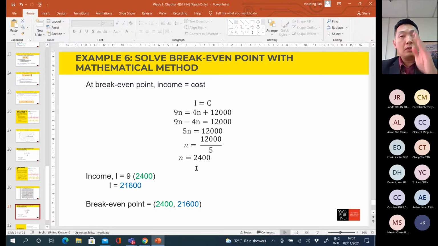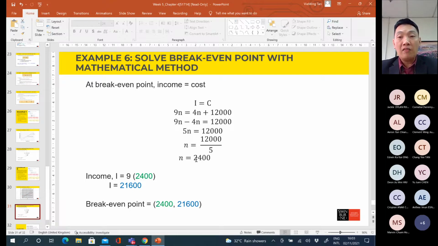Okay, so that means in order to get break-even, there is no profit and no loss. The company must produce at least 2,400 purses, and be able to sell to the market as well. Produce and sell, right, to the market with at least 2,400 units, so that we can get break-even.